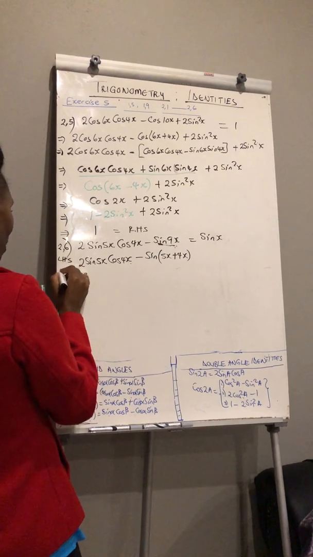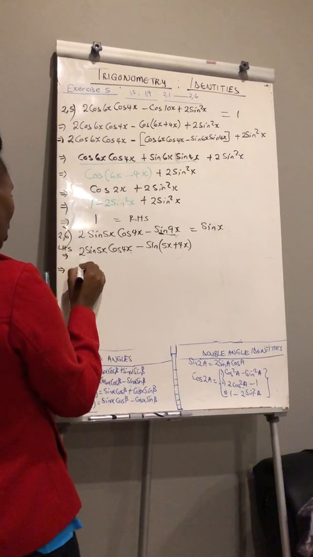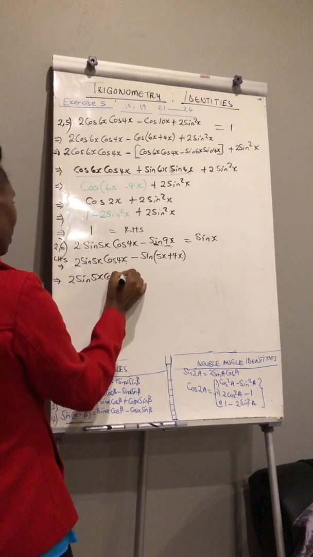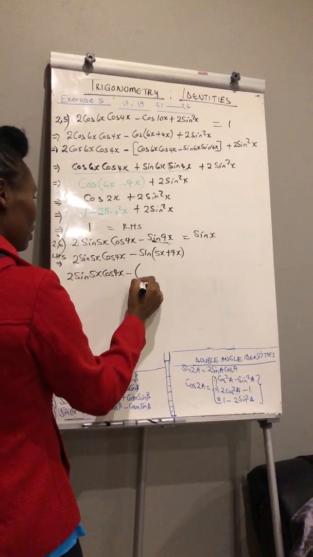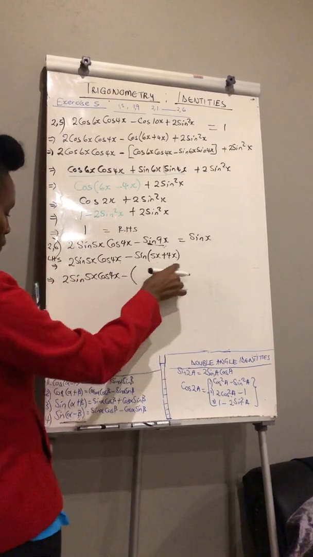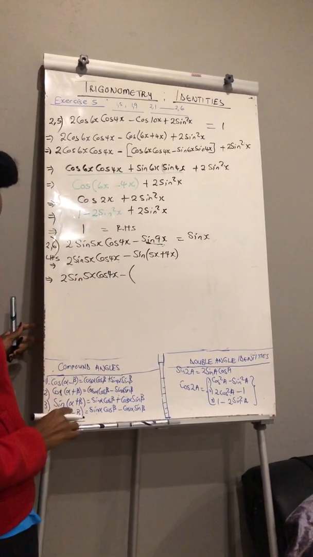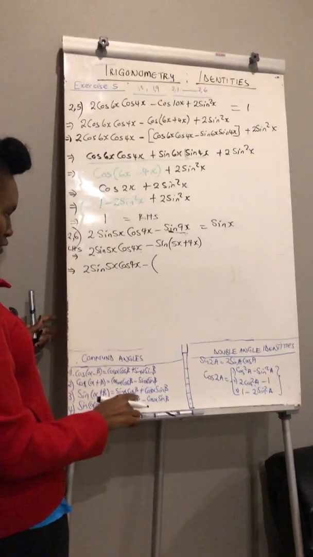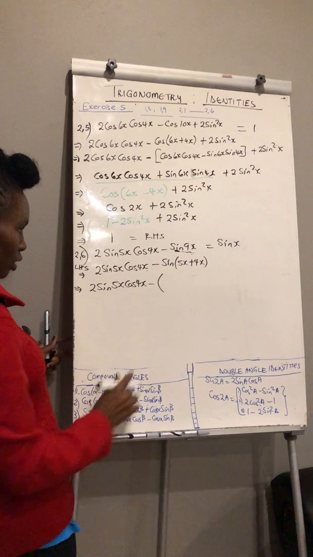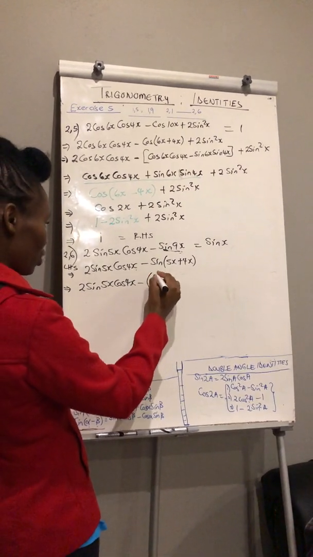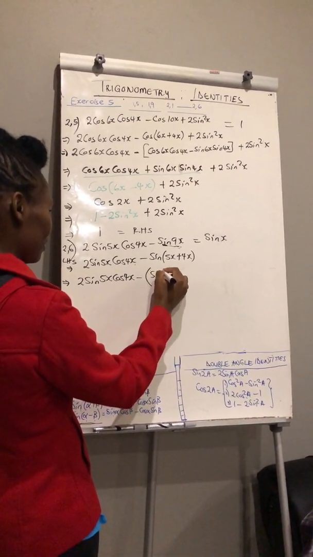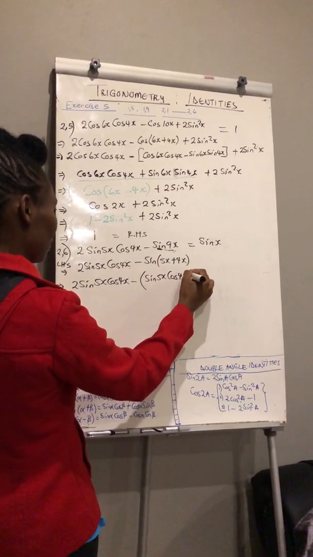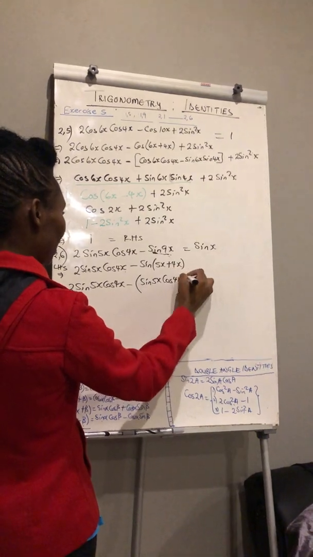So I do not have much to do except I'm going to keep this one and say minus. I have to expand this one. And I am definitely using this one. In place of alpha, there is 5x. In place of beta, there is 4x. So I'm going to expand that. And we still put a plus.